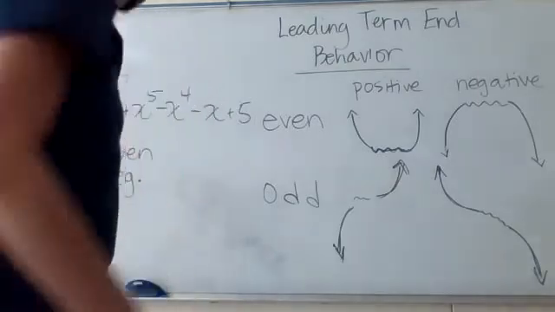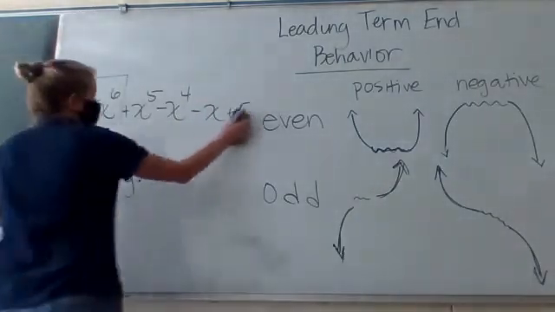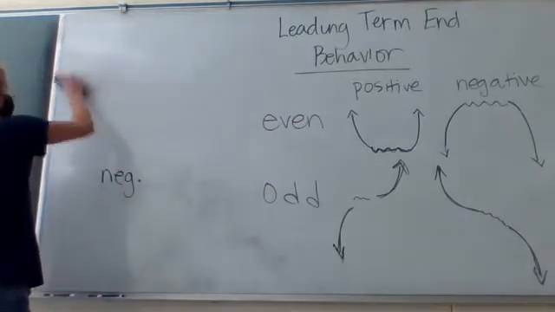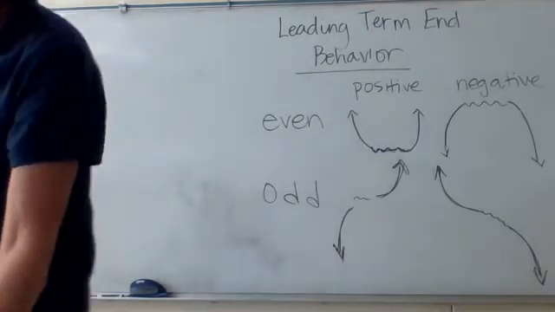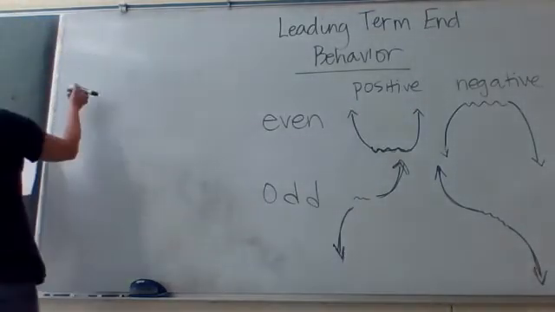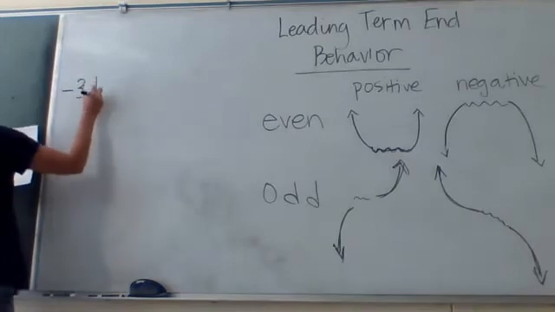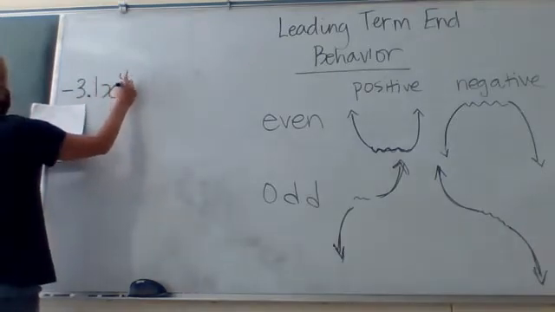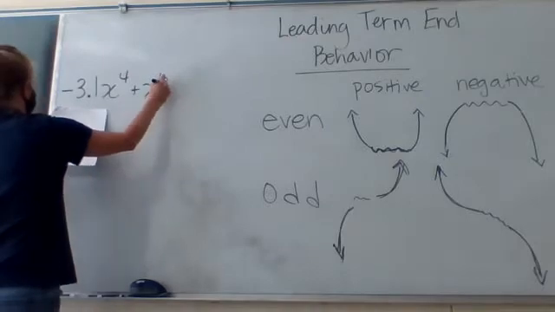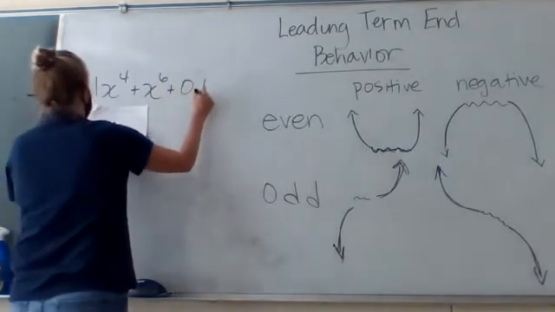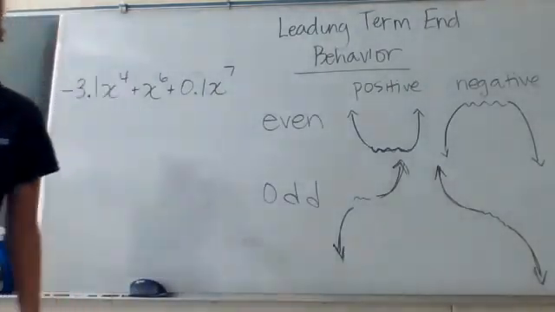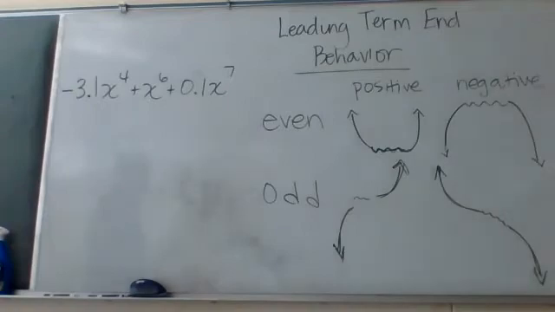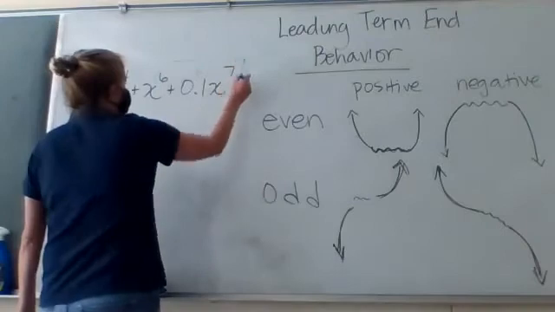All right, number 3, same thing. The function is negative 3.1 x to the 4th plus x to the 6th plus 0.1 x to the 7th. So remember, the leading term doesn't always mean the term that's in the front. Your leading term is the term that has the highest exponent, which is this one, x to the 7th.